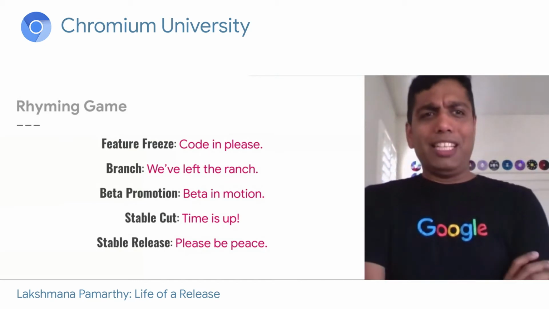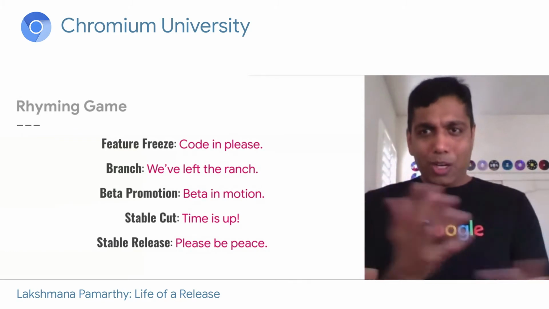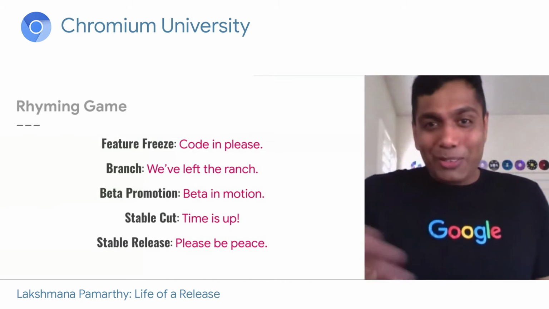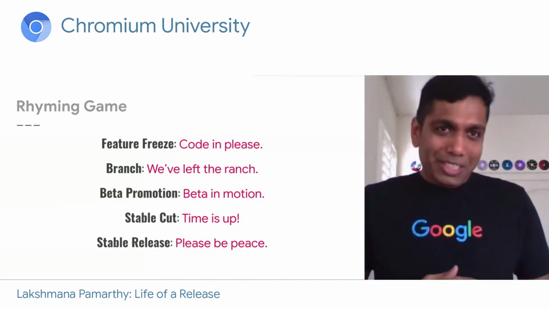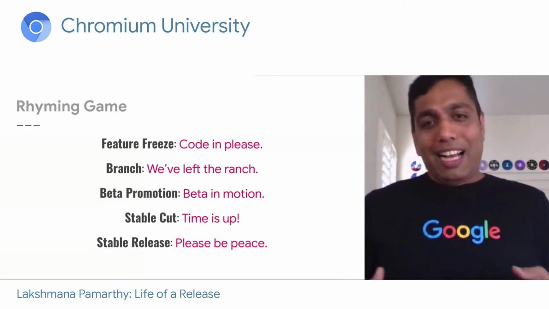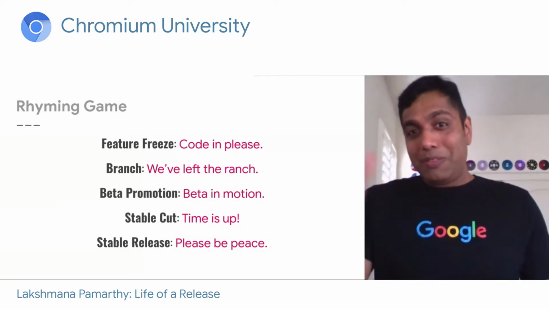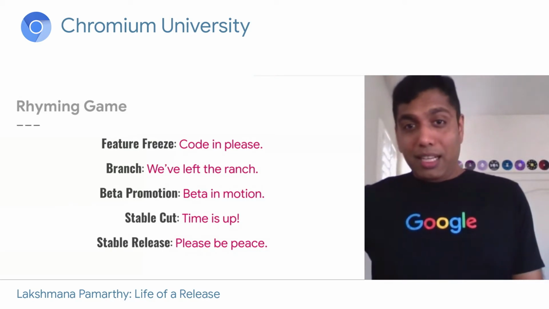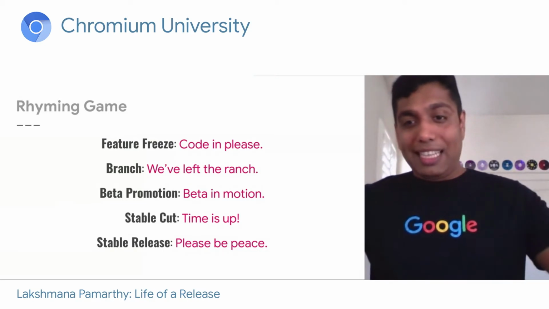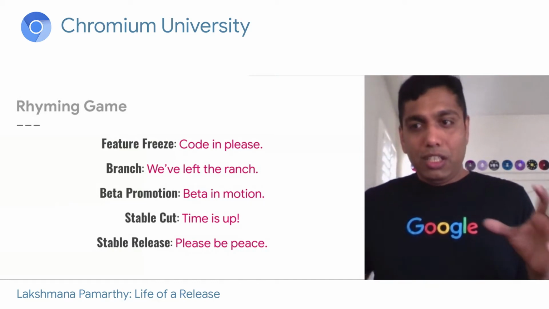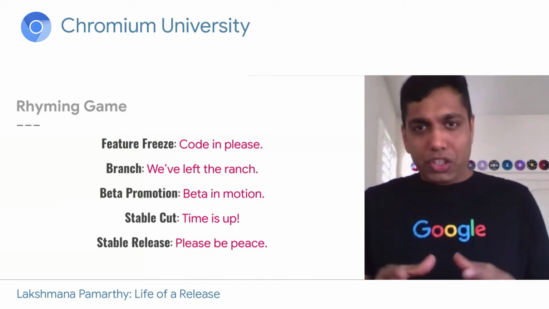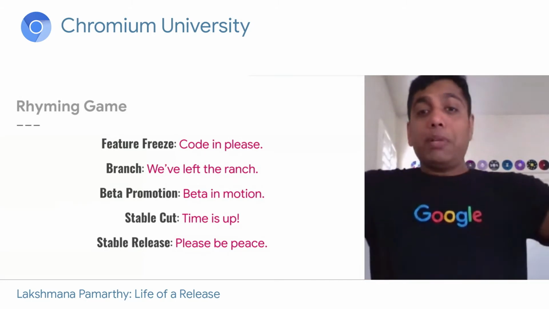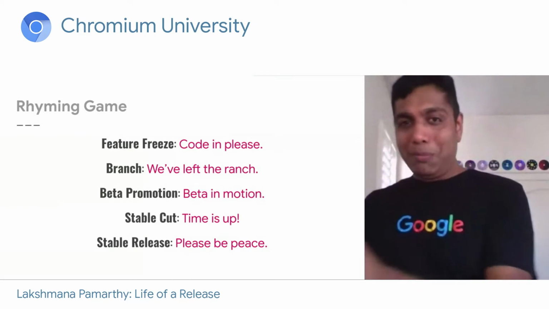The rhyming game: when we used to have a live audience, I would say feature freeze, and the audience would say code in place. But we are doing a virtual session this time, so I'm just going to say both, but feel free to rhyme in if you're having some fun. Feature freeze is when all the code has landed. The assumption is the features are fully baked and you're almost good. The code is almost complete, that's what we call code complete. So feature freeze, code in place.